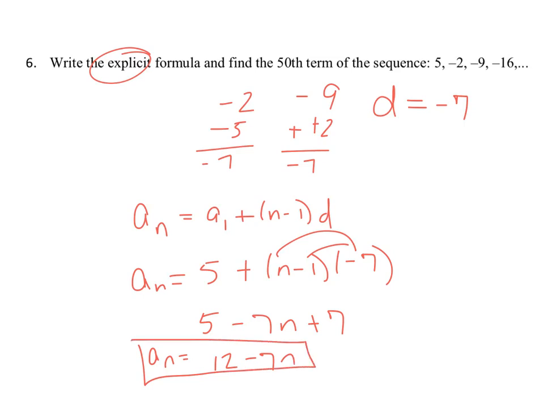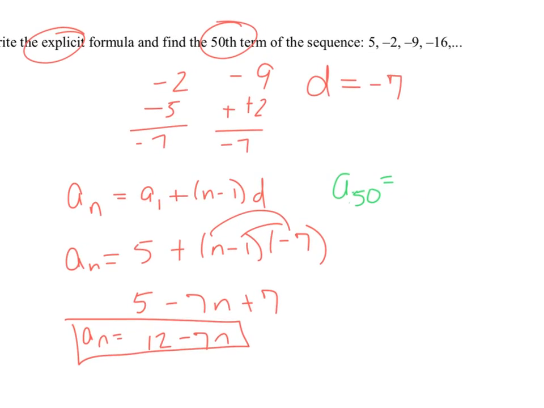Okay, now they say use that formula to find the 50th term. So all I have to do is take the formula that I made and plug in 50 for n. So everywhere I see an n, I will put in a 50. So it'll be 12 minus 7 times 50. And that gets me an answer of -338 as my 50th term.